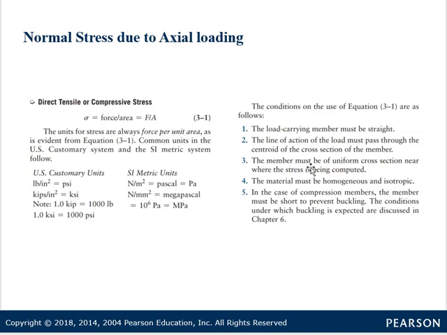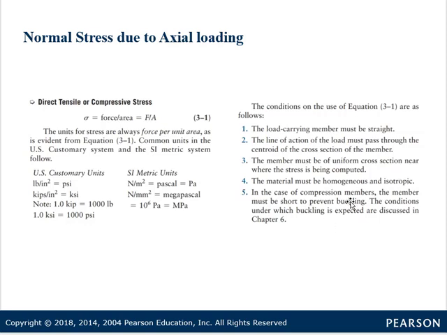Number 3, the member must be of uniform cross-section near where the stress is being computed. And then the material must be homogeneous and isotropic, which means you can't have lumps of other material in there. The material has to be the same composition throughout. And then isotropic means that it has the same properties in all directions. So it has to be a certain type of material.